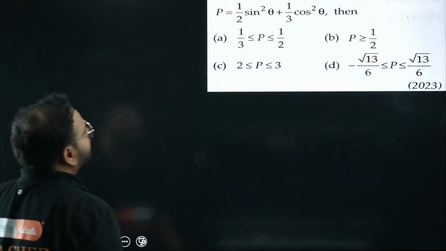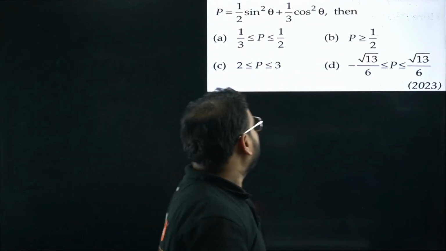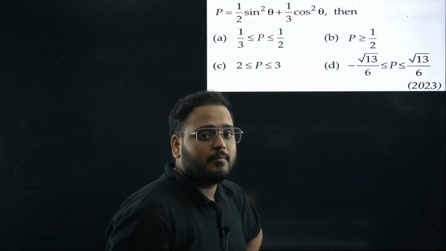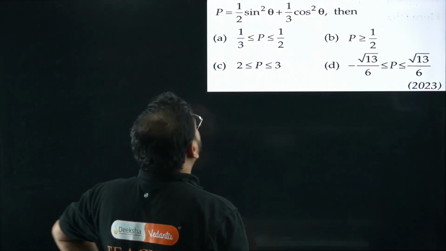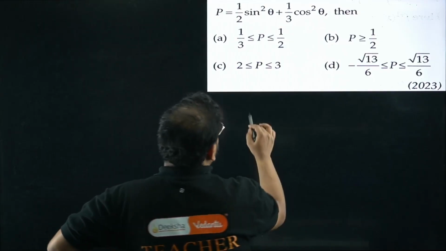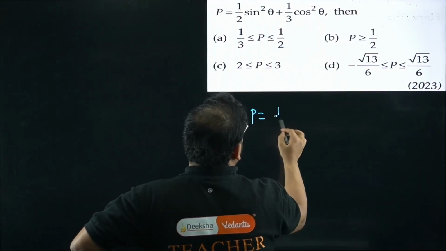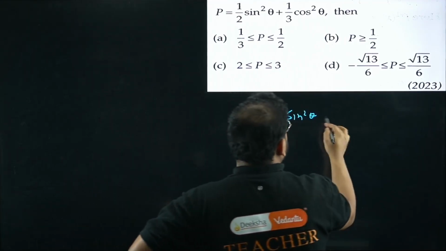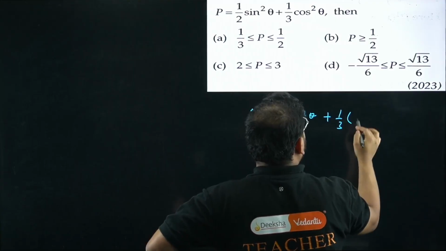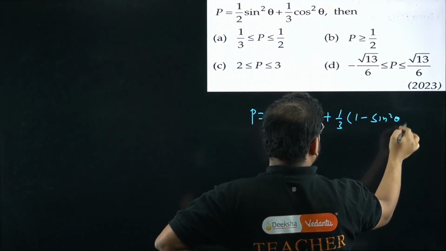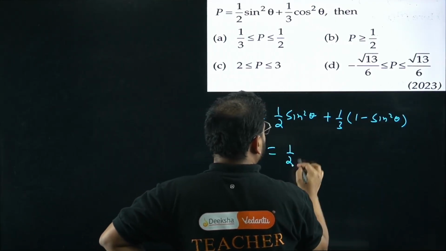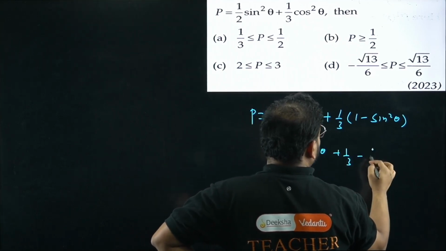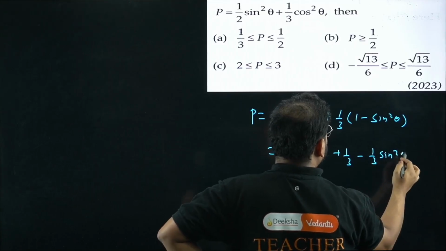Okay, so let's solve some questions on trigonometry also. P equals 1 by 2 sine square theta plus 1 by 3 cos square theta. How do you solve it, sir? So please check. I'm going to use some simplification over here. Right now it's difficult to compare, so I'm going to convert cos into terms of sine only. Cos square theta will become 1 minus sine square theta. Simplify this, I get 1 by 2 sine square theta plus 1 by 3 minus 1 by 3 sine square theta.